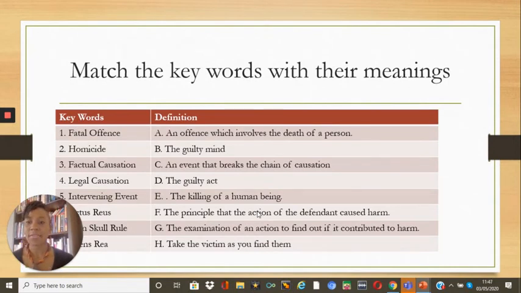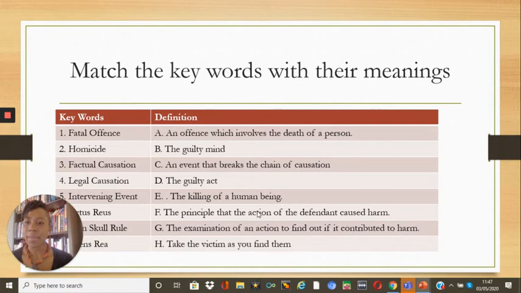On the board or on the PowerPoint, I have a list of keywords on the left-hand side, and I have a list of definitions on the right-hand side. You'll notice that the keywords are numbered and the definitions are lettered. Now, the keywords don't match the definitions at present, and I want you to match them. So I have a little task for you.